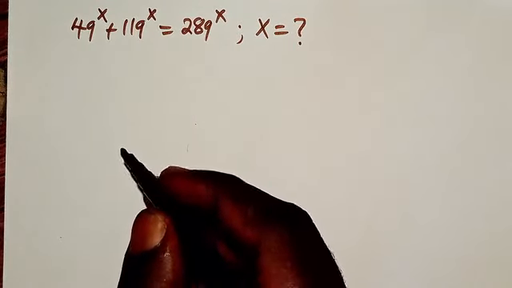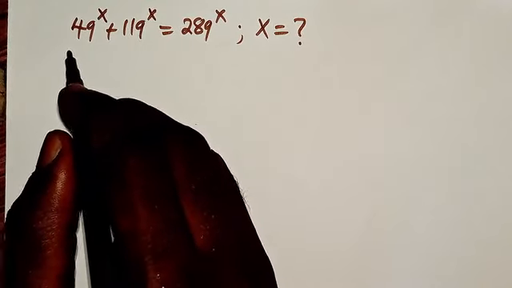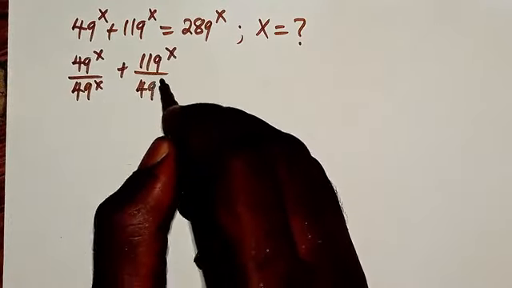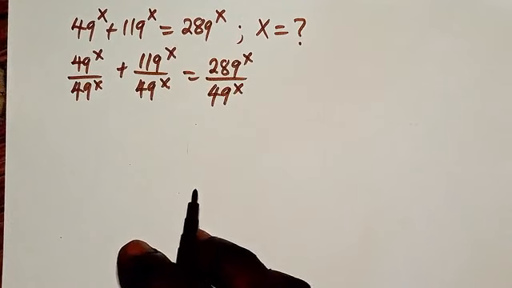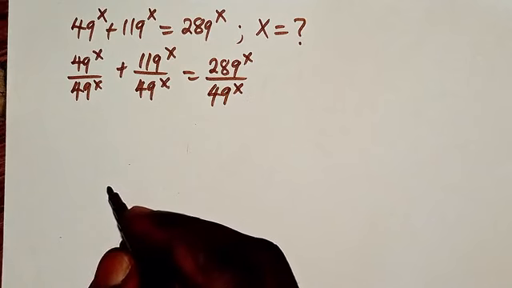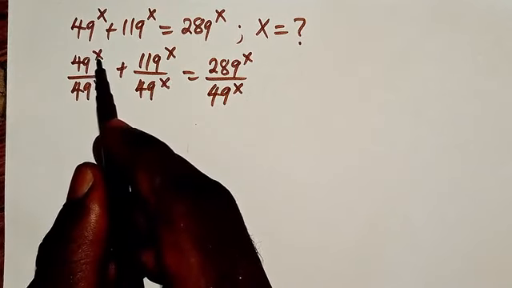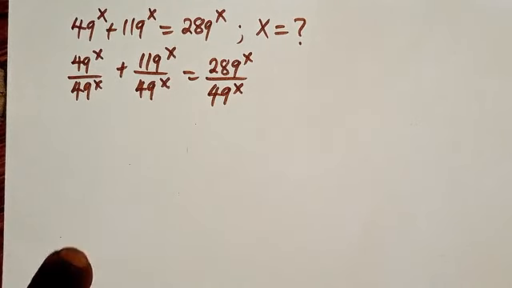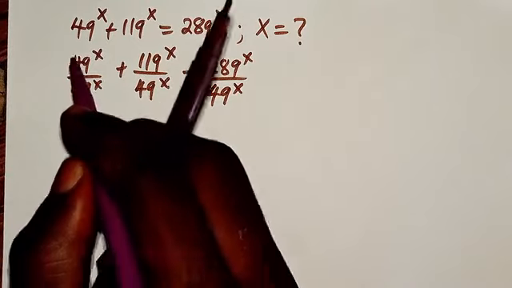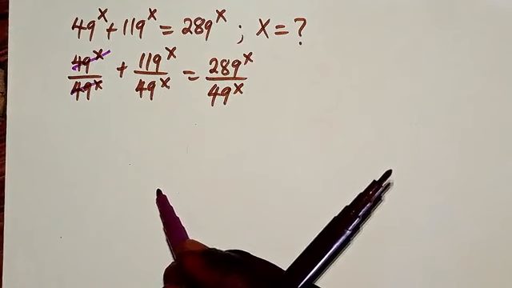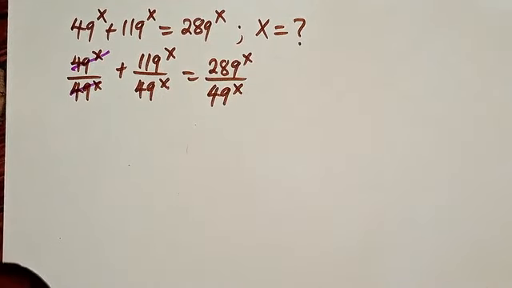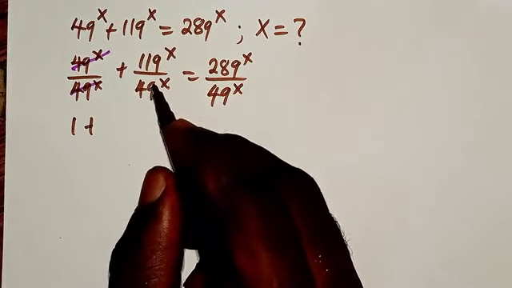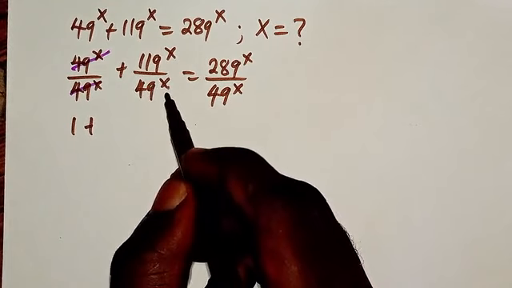So now from there, we'd like to divide through by 49 to the power x. So now from there, you see that 49 to the power x over 49 to the power x, this we cancel. So we're going to be left with 1 here, 1 plus here. So far we are having x here, we are having x here.